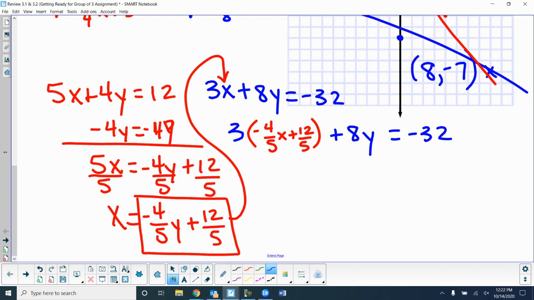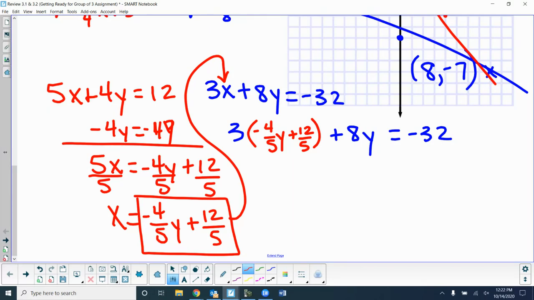Wouldn't it be negative 4/5 y? Yes, I messed up. Thanks for catching that. That's something that we do sometimes. We change our x's and y's. So don't do that.